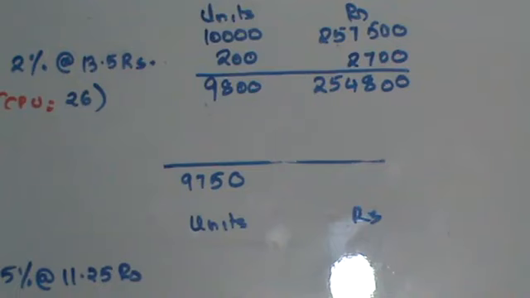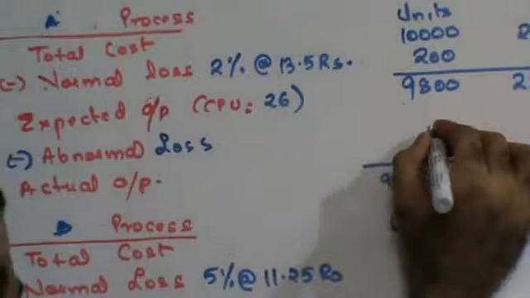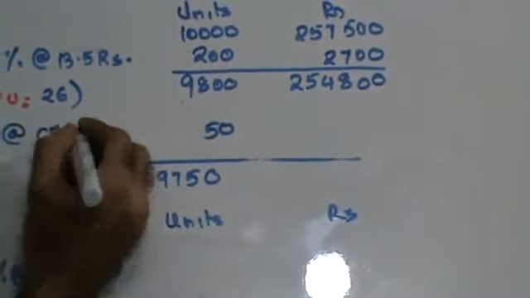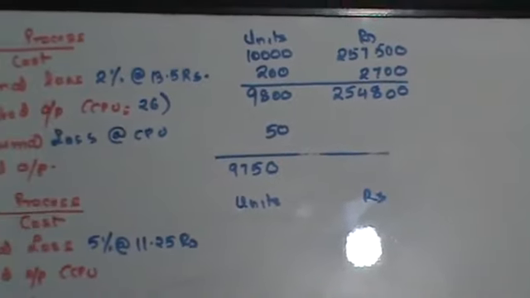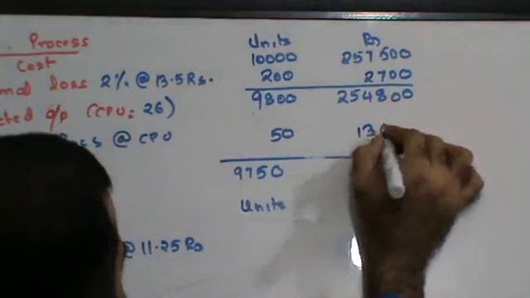Now, guys, you were expecting an output of 9,800 units, whereas you have got an output of 9,750 units. That means you are running 50 units short. That will be your abnormal loss. So less abnormal loss is 50 units. Abnormal loss is always at the rate of CPU. So someone please do 50 into 26. 50 into 26 will give you 1300.